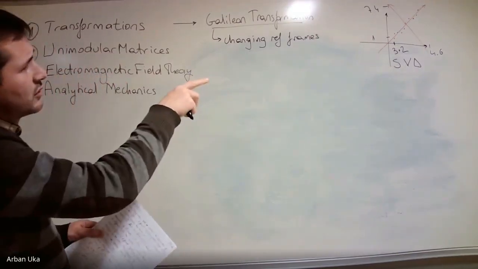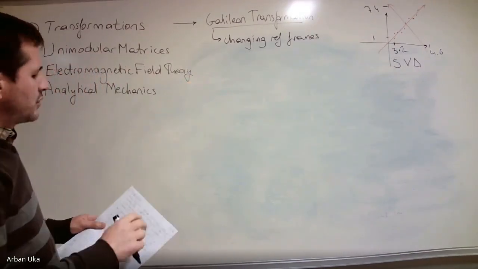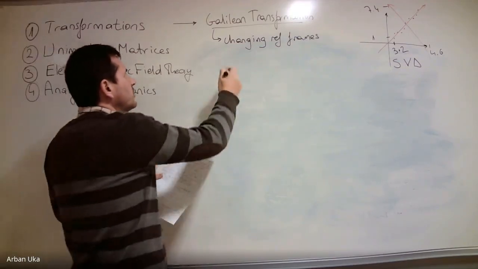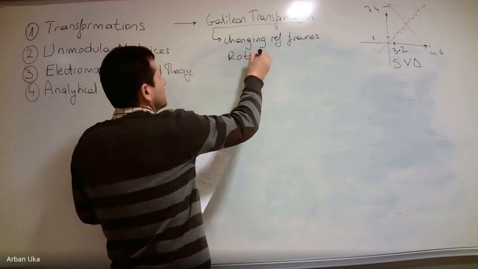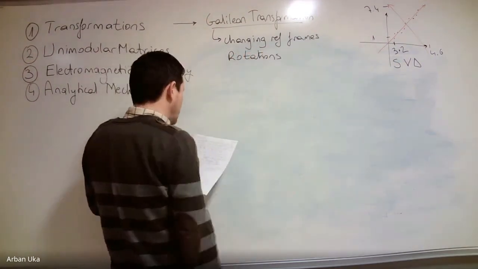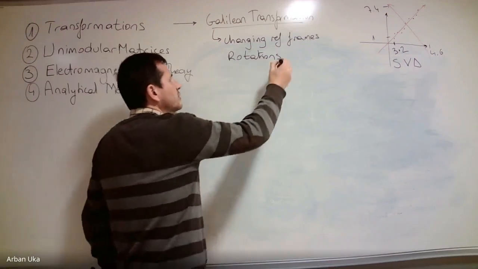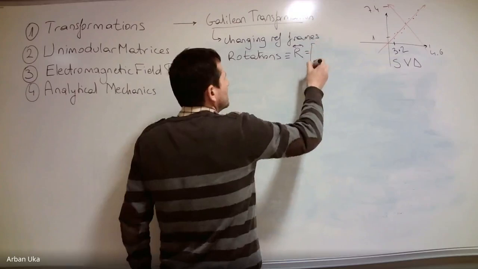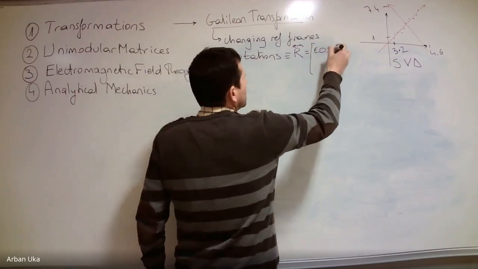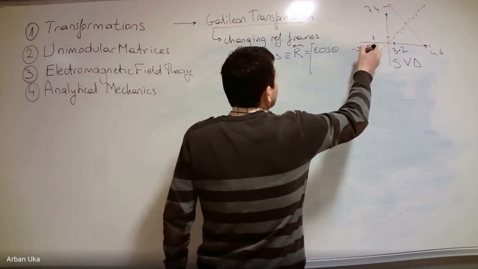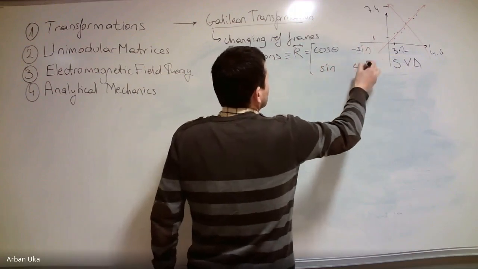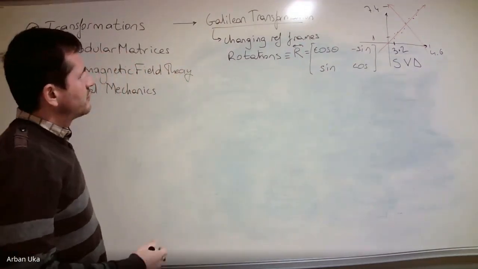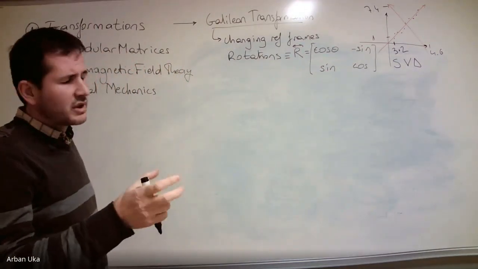When you do that singular value decomposition, you are going to remember what we are discussing right now. Now, these changes in reference frames often will include rotations. We can represent rotations by matrices, and a simple one can look like this: cosine theta, minus sine, and cosine. So here we have one rotation.